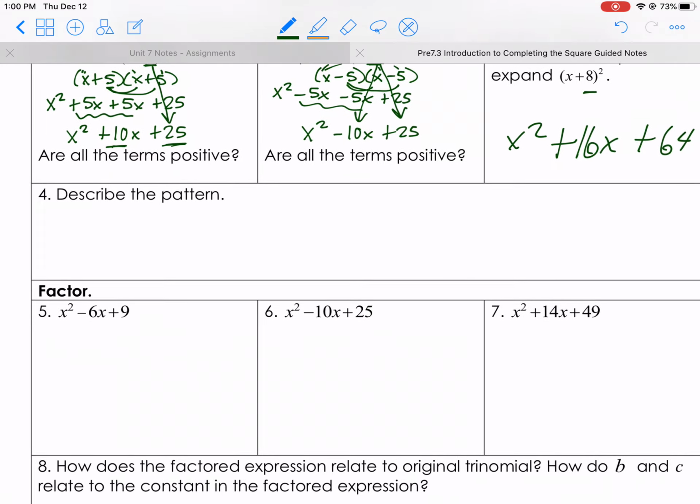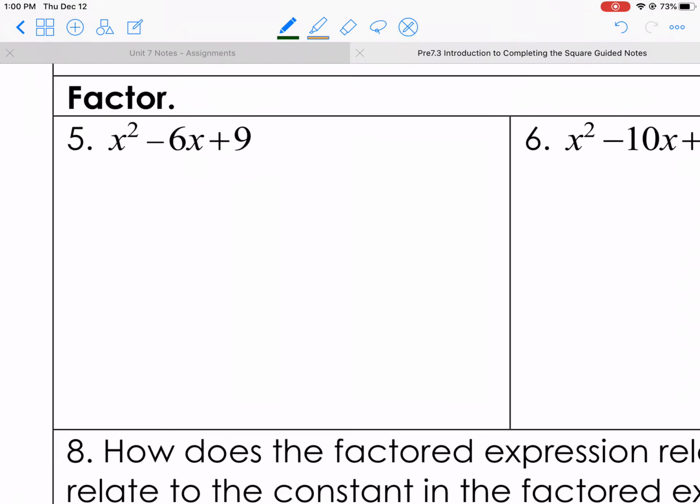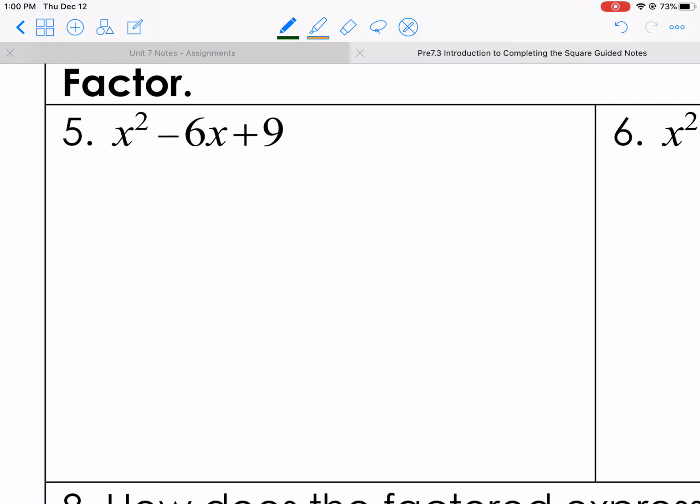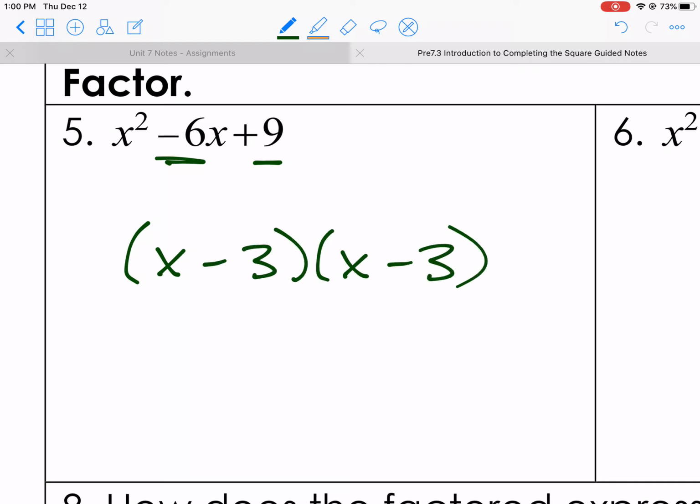Okay. Then we're going to head in the backwards direction. So in this case, I'm thinking I need two numbers that multiply together to give me 9, but when I add those numbers, I get negative 6. And those two are the same number. It's negative 3 times negative 3 will give me 9. Negative 3 plus negative 3 will give me negative 6x. So this is in the different direction. And we can write it like this, x minus 3 squared.